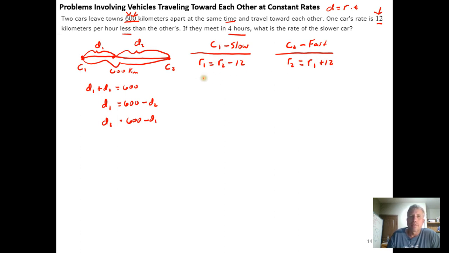The slow car travels distance 1. The fast car travels distance 2. But we also see that there are a couple ways that we can describe distance 1 and distance 2. Distance 1 is also 600 minus D2, and D2 is 600 minus distance 1. So there's different ways that these things can be described in terms of each other. And they are each going to have traveled some length of time, but we're told that they travel the same length of time. So we know that T is going to equal 4 hours for each of them.